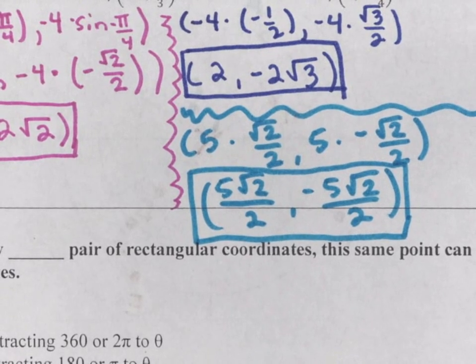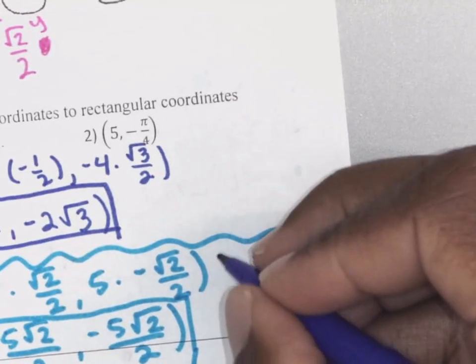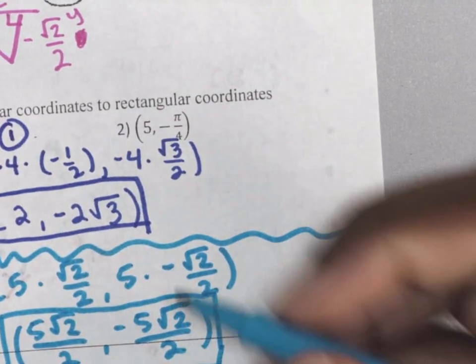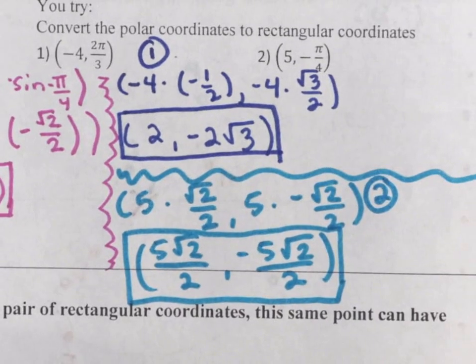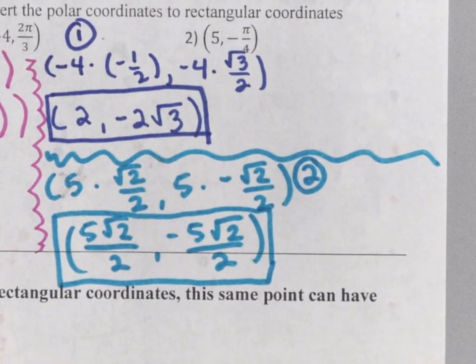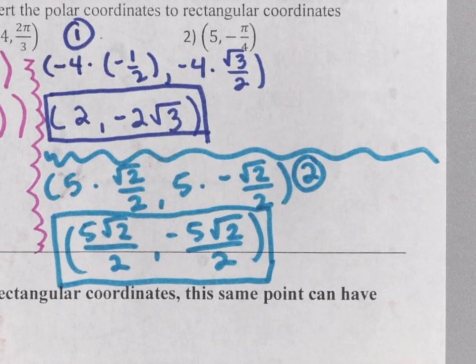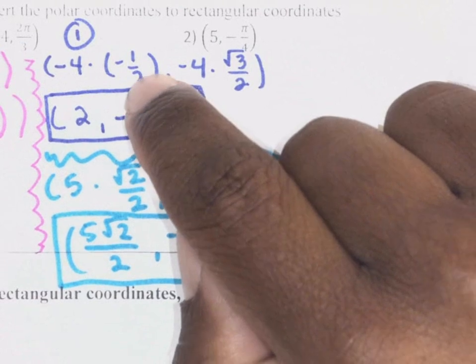Huh? The squiggly? Just the separating line? Yeah. Okay, sorry. I thought I was supposed to get that for 1. Like I wrote. No, this is 1. This is 2. Why is it negative 1 over 2? Right here?